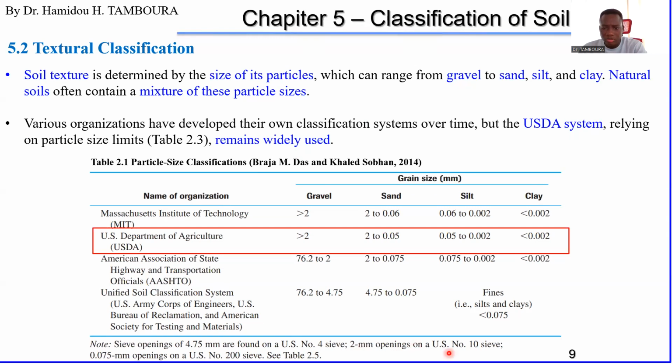2 mm opening on sieve number 10. So we better keep this in mind, sieve number 10, because this classification is not made for gravel. The US Department of Agriculture is mainly using sand, silt, and clay. Okay.